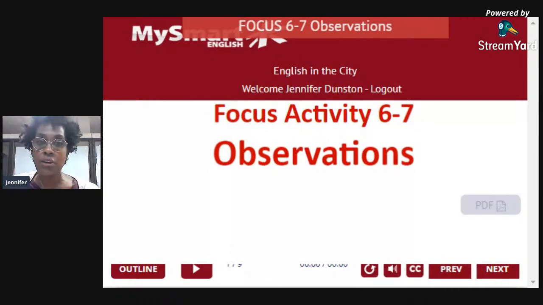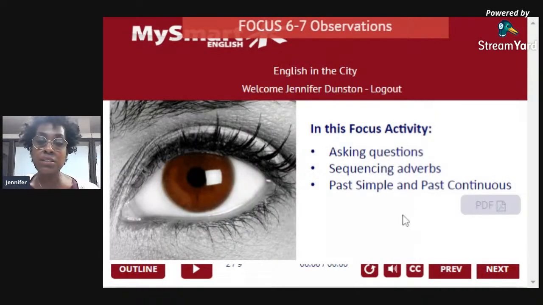So in our focus activity today, we're going to consider asking questions, sequencing adverbs, using past simple and past continuous. Now, most of us know how to ask questions, but we're also going to examine more carefully sequencing adverbs. When do we use them? And why do we use them? And also the importance of these sequencing adverbs when we're using past simple and past continuous.